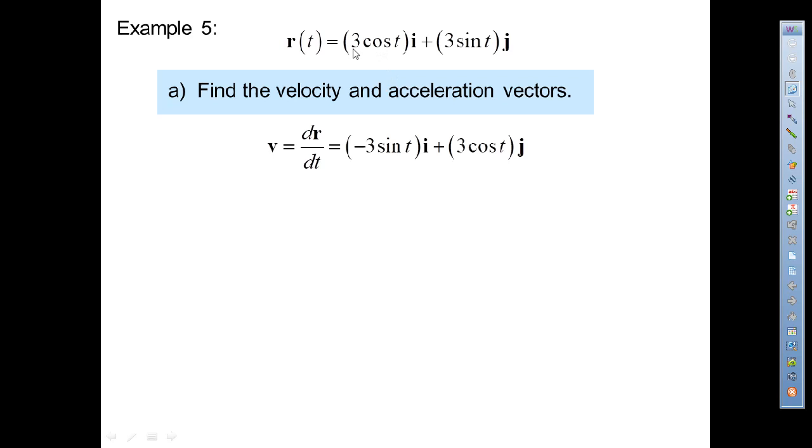So we take the derivative of 3 cosine t, and we're going to get negative 3 sine t i plus 3 cosine t j. The 3 cosine t comes from the derivative of 3 sine t. All right, if we want to find the acceleration vector, we're going to just take the derivative of the velocity. So if we take the derivative of this, we're going to get negative 3 cosine t times i. Take the derivative of 3 sine t, we're going to get negative 3 sine t j.